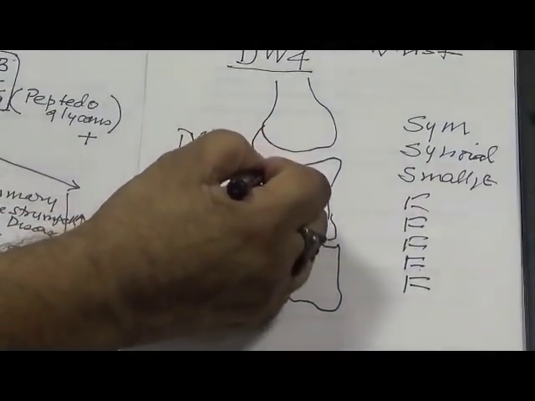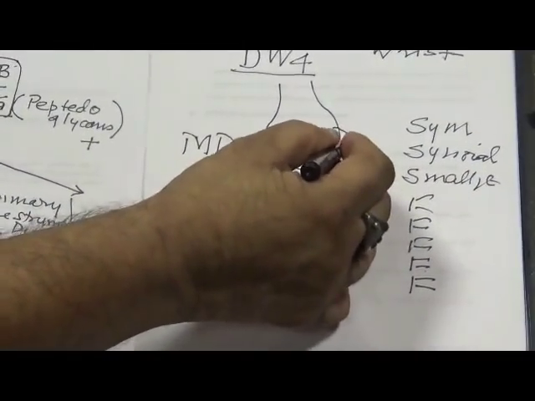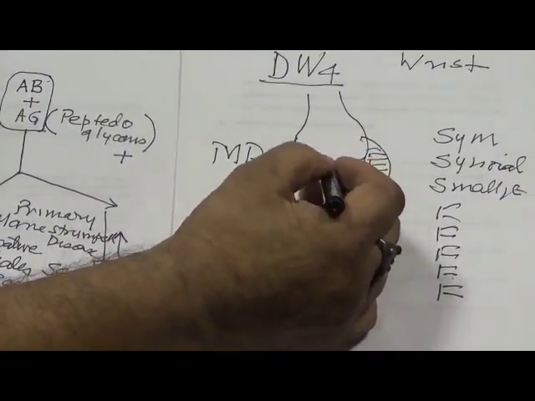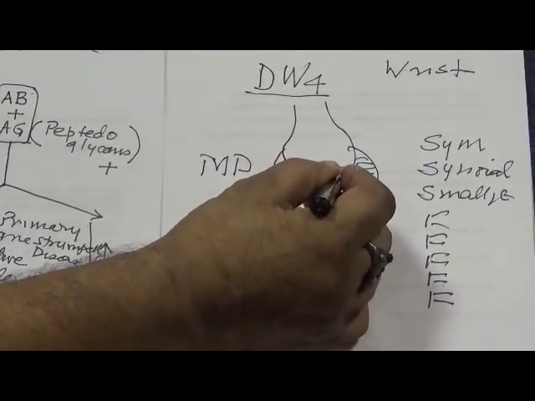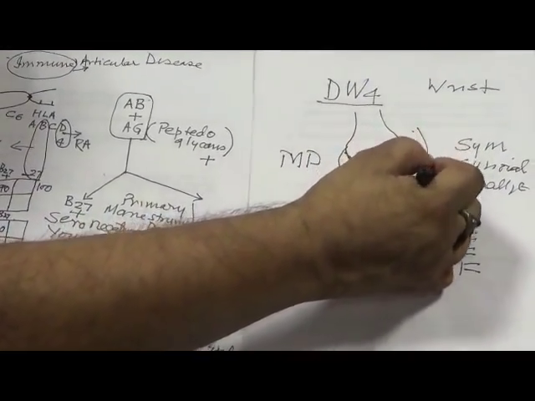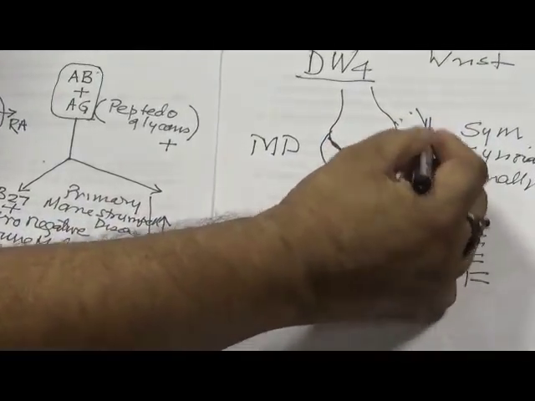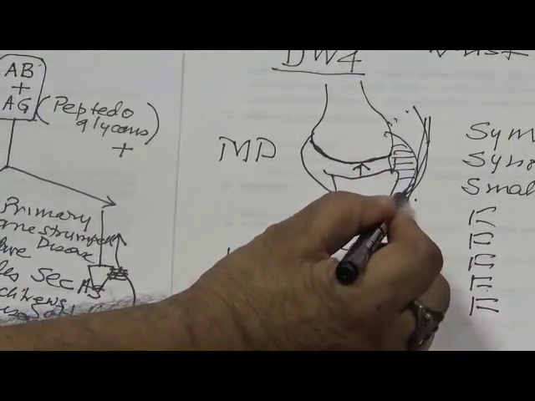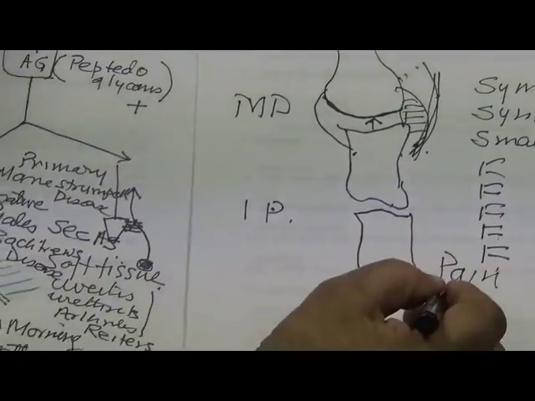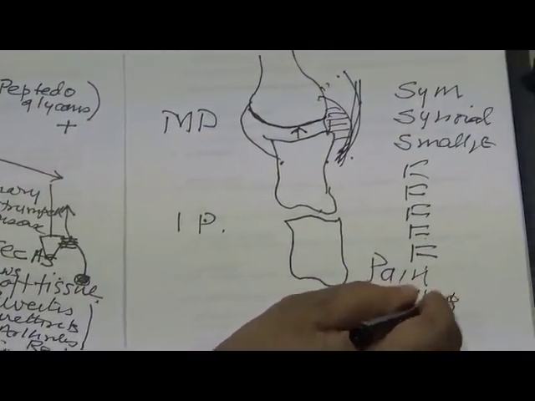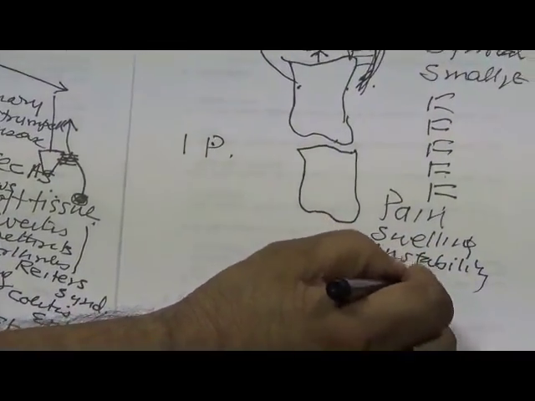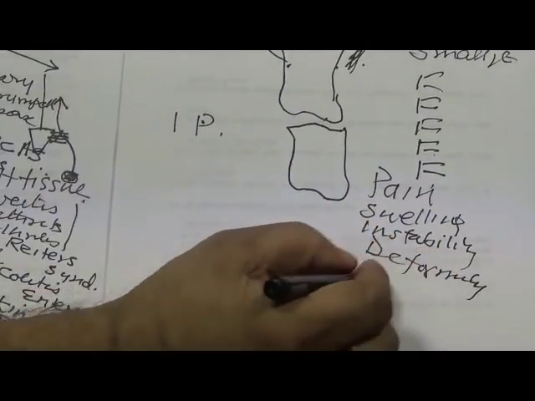So what happens is that the synovium gets thickened, the synovial fluid increases and becomes poisonous, the cartilage is denuded, the capsule and the ligaments become displaced and imbalanced, leading to instability and deformity. So there is pain, there is swelling, there is instability, there is deformity, and there is ankylosis.